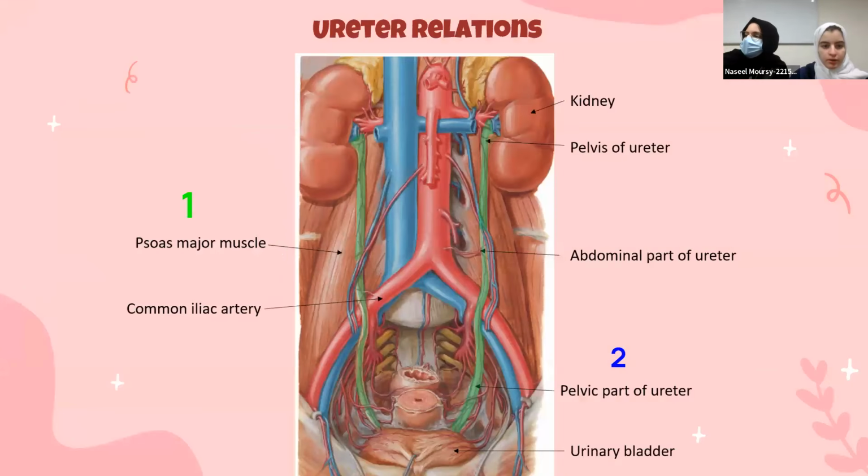What are the topics left? We're going in order. So we started from the posterior abdominal wall, the kidney, then we're gonna go to the ureter, the urinary bladder, and the urethra and the prostate.